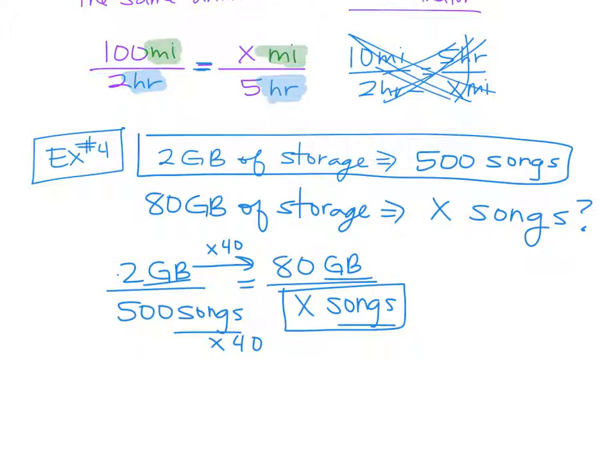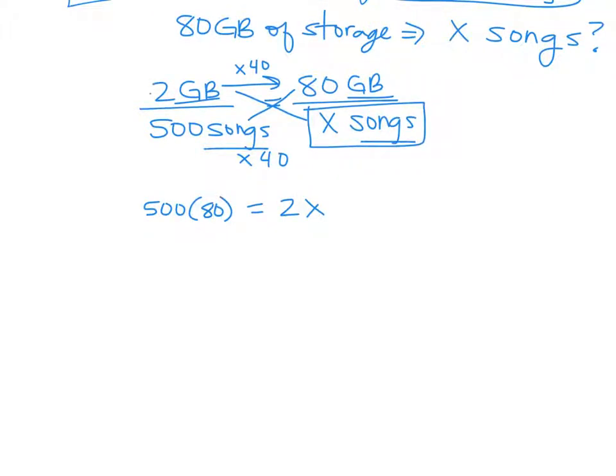The way that will always work on this, without you having to figure out what is that and then move on to the other one, is if you cross multiply them. So if I cross multiply, I have 500 times 80 equals 2 times X. When you simplify that, 500 times 80 is 40,000 equals 2X.